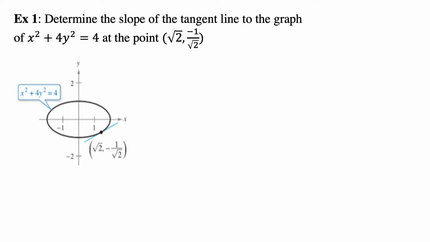So for our first example today, we want to determine the slope of the tangent line to the graph of x squared plus 4y squared equals 4 at the given point, the square root of 2, negative 1 over the square root of 2. So we have a visual here, so we can see that we have this oval. Here we want to determine the slope of the tangent line. And those are some keywords that are telling us we're going to need to find the derivative, which remember is dy/dx. And then we want to find it at a specific point, so then we're going to want to plug in our given point.